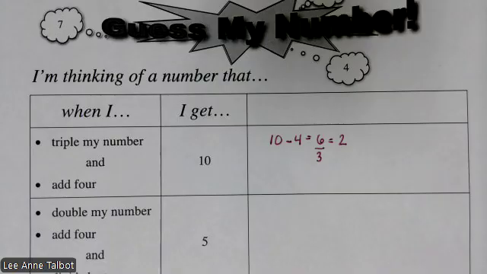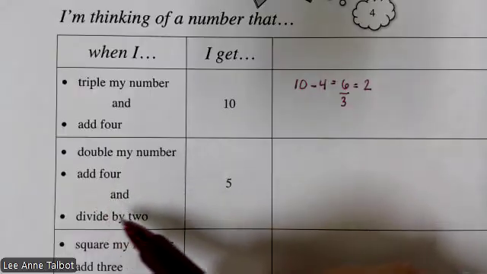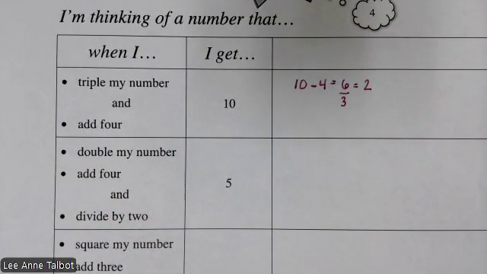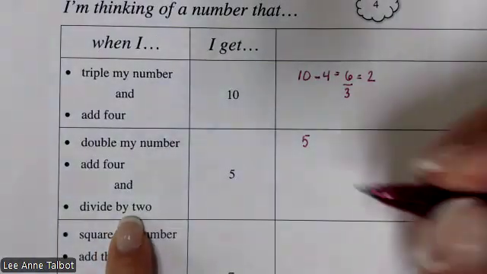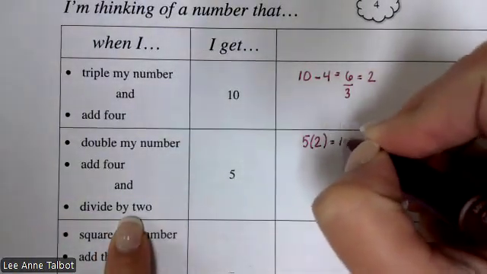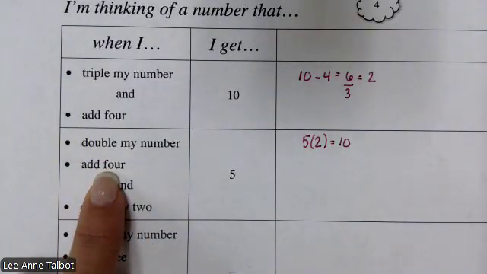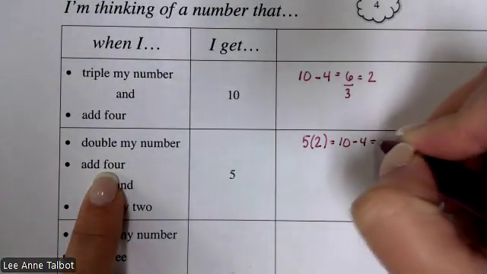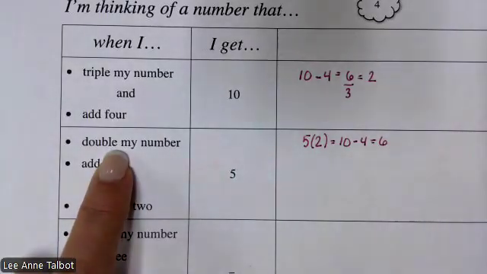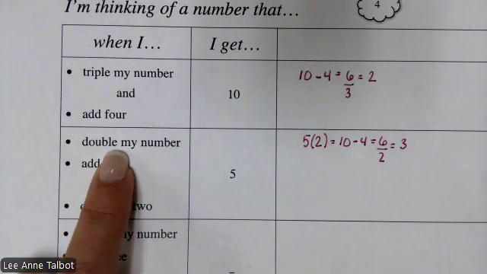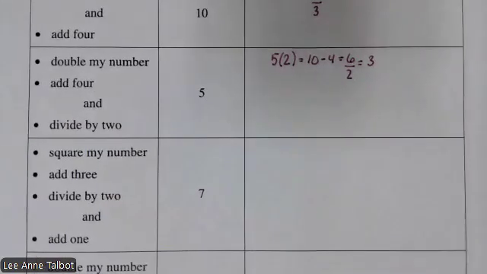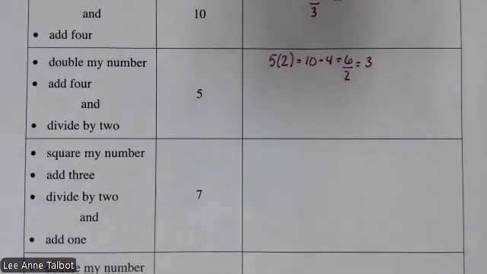What number am I thinking of if I double my number? Do you already know it? Double my number, add 4, and divide by 2. Okay, let's see. 5. How do I undo dividing by 2? And how do I undo adding 4? And then how do I undo doubling? Do you guys see I'm unwrapping? Okay. All right. Square my number, add 3.